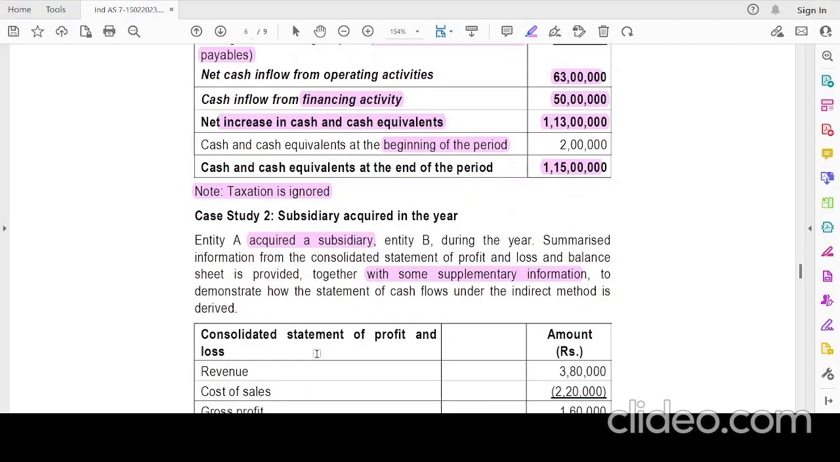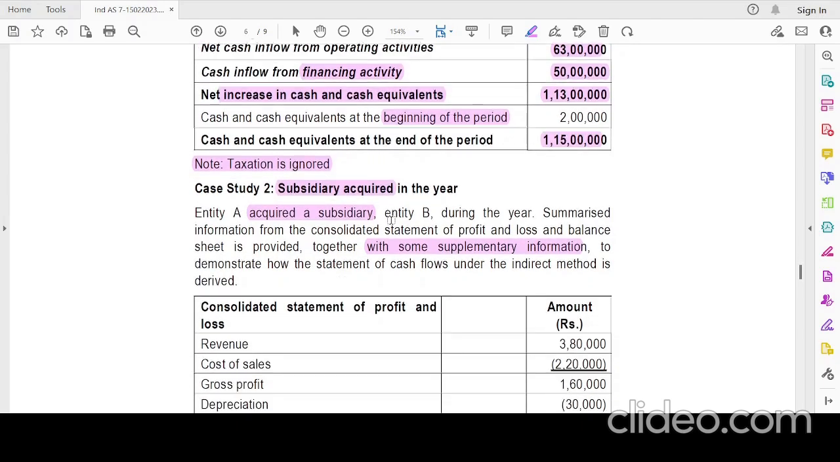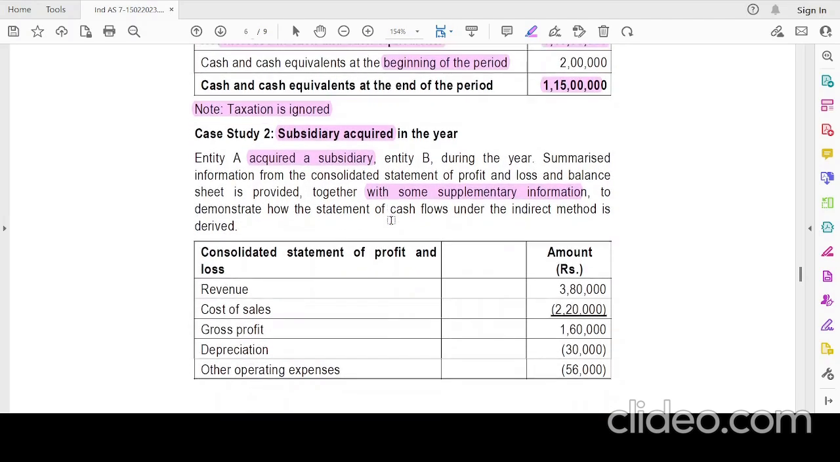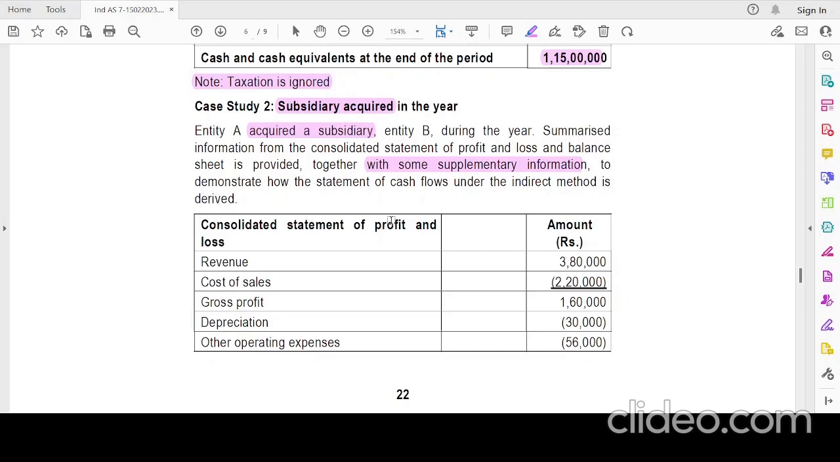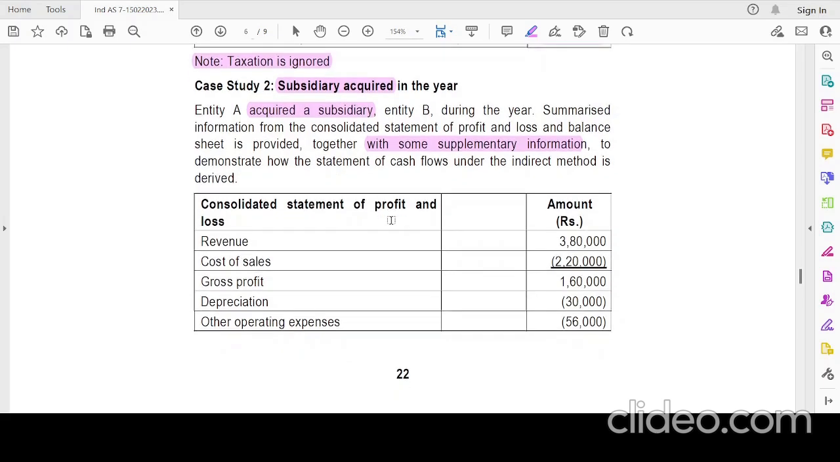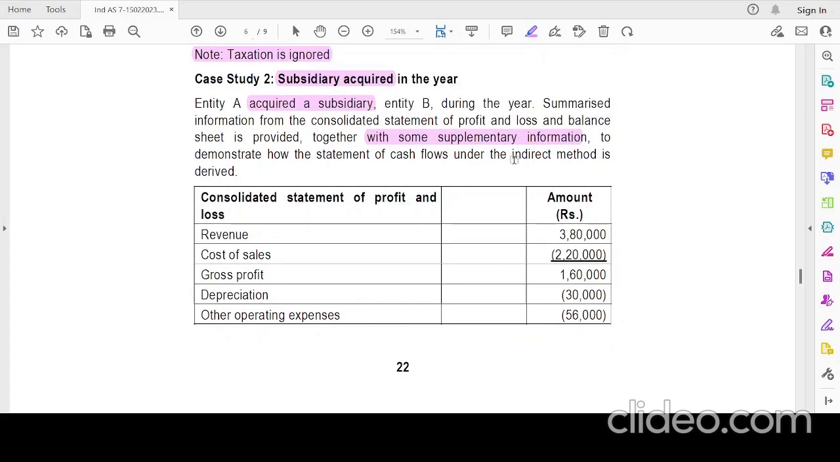The last case study for the day. Subsidiary acquired in the year. Entity A has acquired a subsidiary, entity B, during the year. Summarized information from the consolidated statement of profit or loss and the balance sheet is provided together with supplementary information to demonstrate how the statement of cash flows under the indirect method is derived.